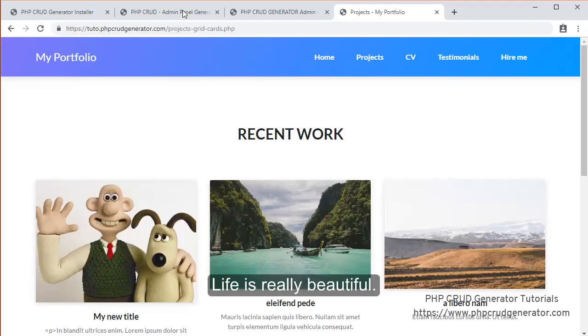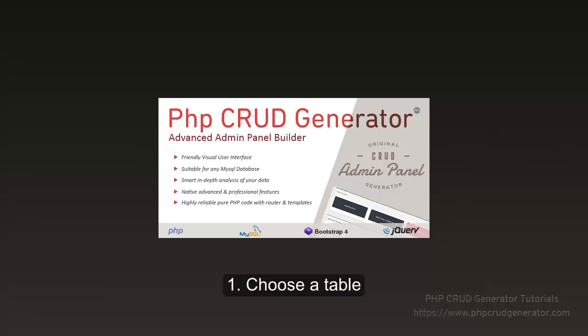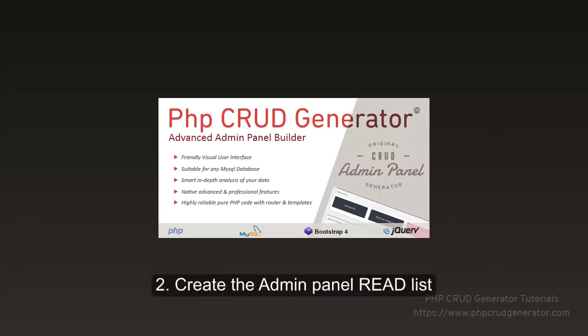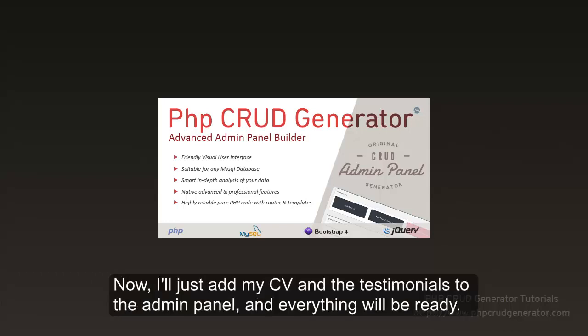To recap, I think you have now understood how PHP CRUD Generator works. First, choose a table. Secondly, create the admin panel read list. And then, thirdly, create the admin panel forms. That's all. You can then browse your data, add, edit, and delete records. Now, I'll just add my CV and the testimonials to the admin panel and everything will be ready.